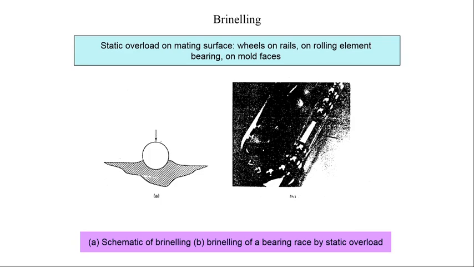And finally, brinelling is a phenomenon which again is a wear, but in brinelling there is no loss of material, only deshaping of the component. Brinelling occurs on wheels, rails, rolling elements, bearings or mold faces, where there is static overloading of the component, or maybe when you keep the car in a hailing environment where hailstorms are there. They are basically small stones that get indented on the surface of the car body. After the indentation, you get an indented mark on the surface. Though there is no material loss, there is deshaping of the body.